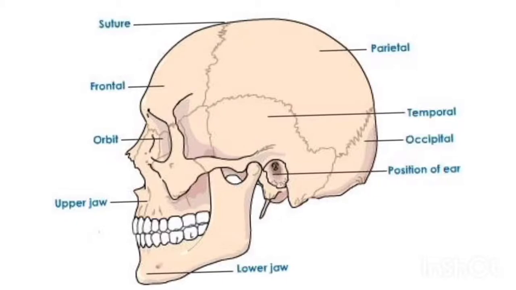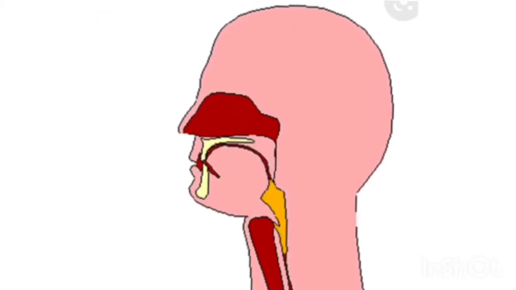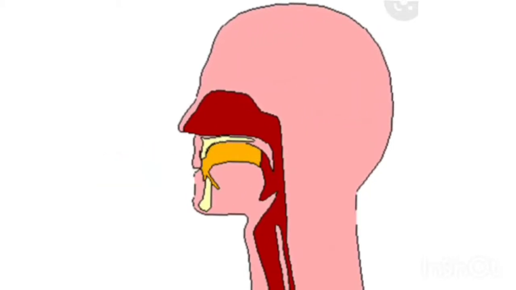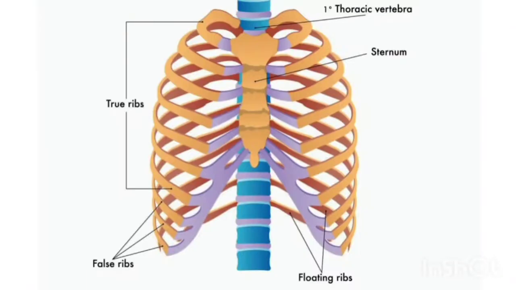The lower jaw and upper jaw, which are the mandible and maxilla, contain 32 teeth. This is for adults only, not for children. The adult has 32 teeth, right? So 16 in the upper jaw and 16 in the lower jaw. These teeth help us to eat and sometimes help us to speak. We can use these teeth in 4 ways: crushing, grinding, cutting, and tearing. Okay, friends? Now we will move on to the rib cage.